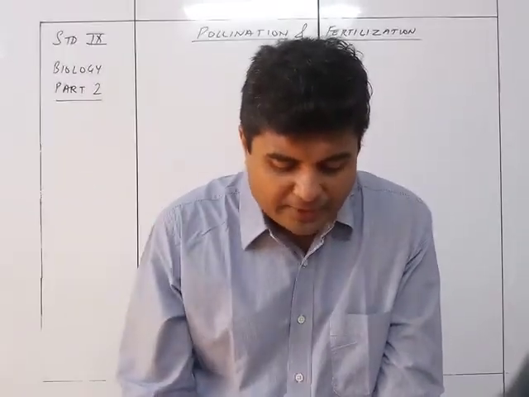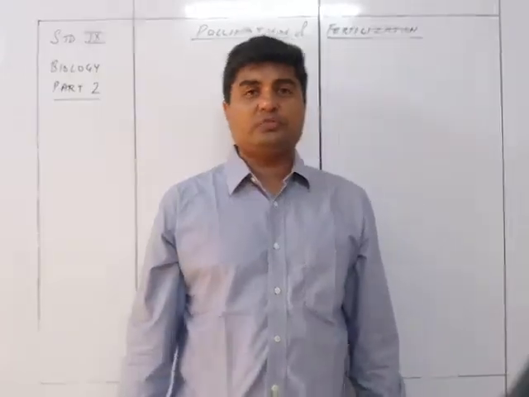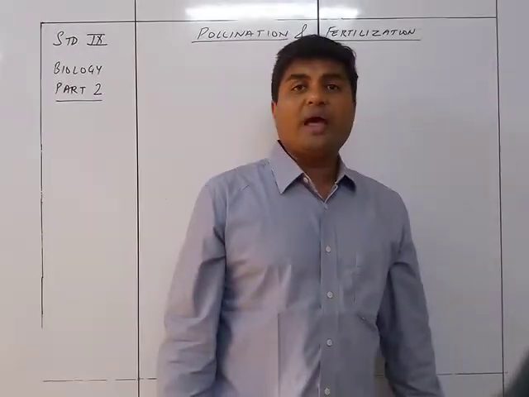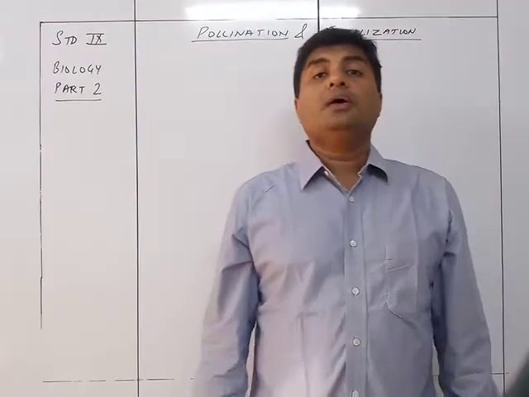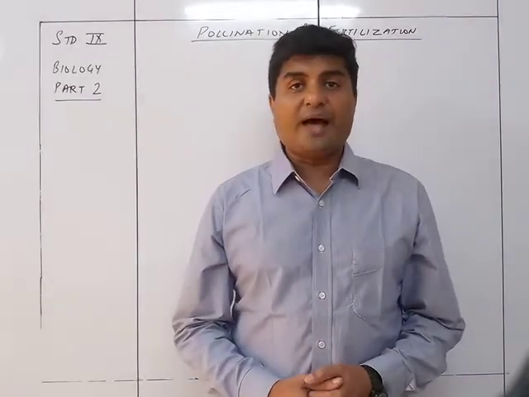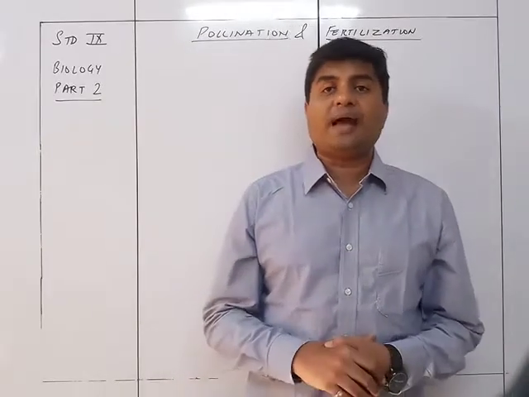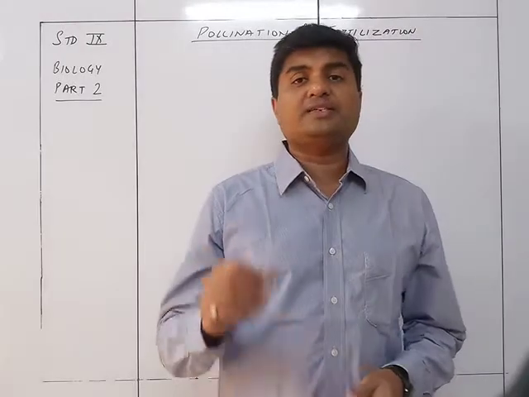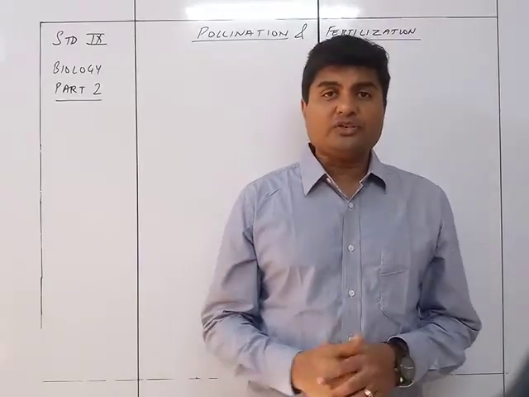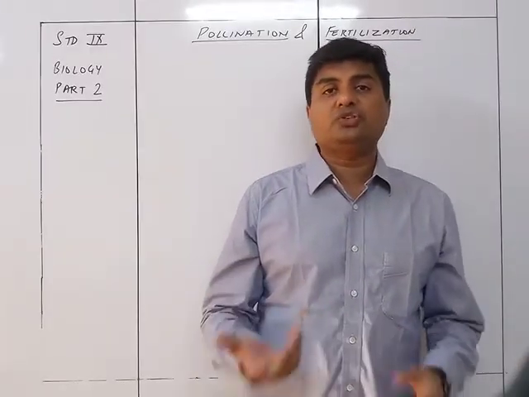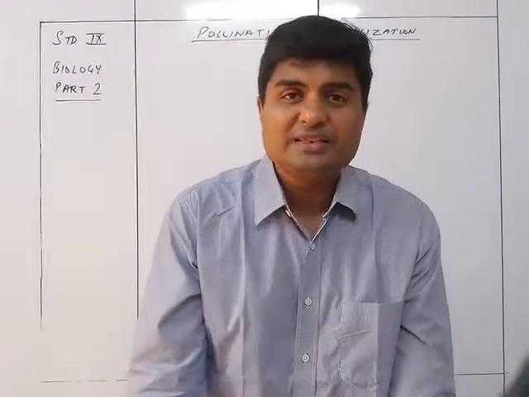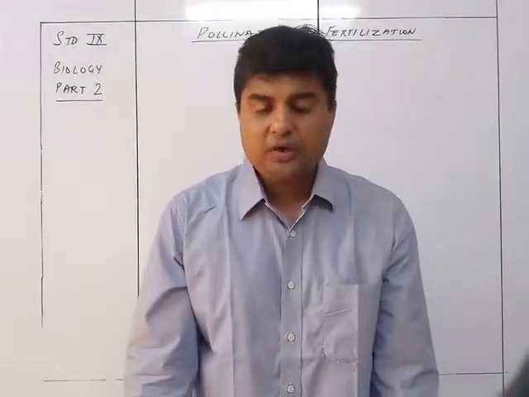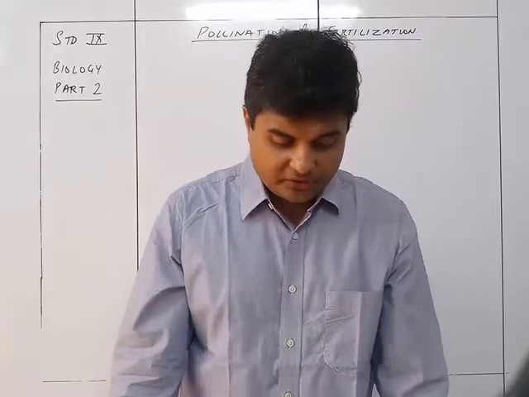Dichogamy: different timing of maturation of androecium and gynoecium. Dichogamy is the kind of property which a plant has, that its androecium and gynoecium will not mature at the same time. Because they are not maturing at the same time, pollination is not possible within the same plant or the same flower. It needs to go for cross-pollination.